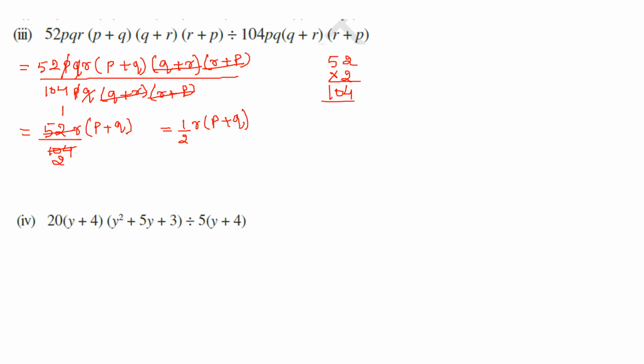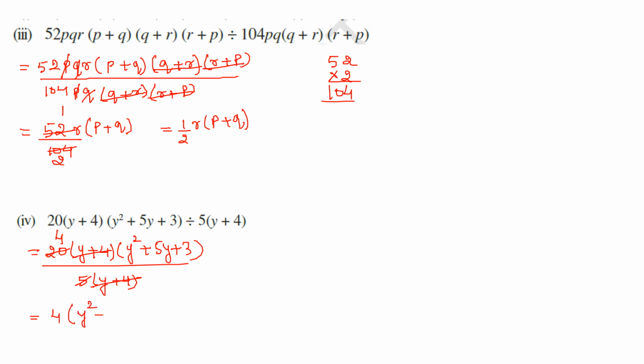So fourth one: 20 times y plus 4 multiplied by y square plus 5y plus 3, divided by 5 times y plus 4. So 20 into y plus 4, y square plus 5y plus 3, divided by 5 times y plus 4. So y plus 4 and y plus 4 will get cancelled out. 5 times 4 will give me 20. So the final answer will be 4 times y square plus 5y plus 3.